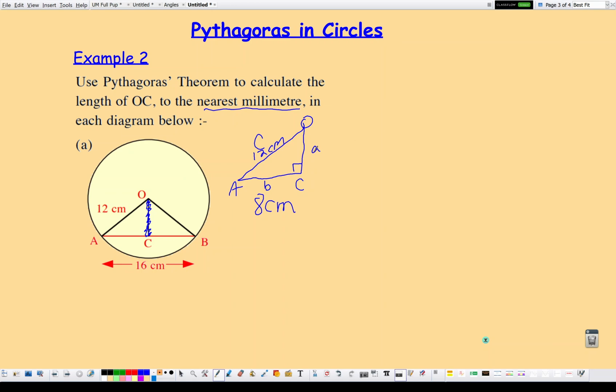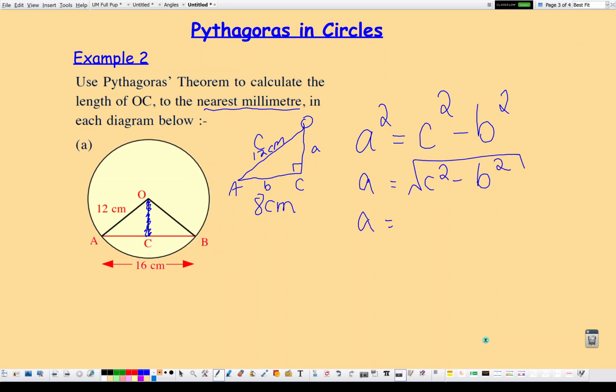So now this time I am looking for a smaller side, not the hypotenuse, so I use Pythagoras. I know the hypotenuse. That's okay, Brody. Away you go. If you remember, the rearranged form for a smaller side is A squared equals C squared minus B squared. So A is going to be the square root of C squared minus B squared, so A is going to be the square root of 12 squared minus 8 squared. Remember, you are subtracting. The longer hypotenuse has to come first.